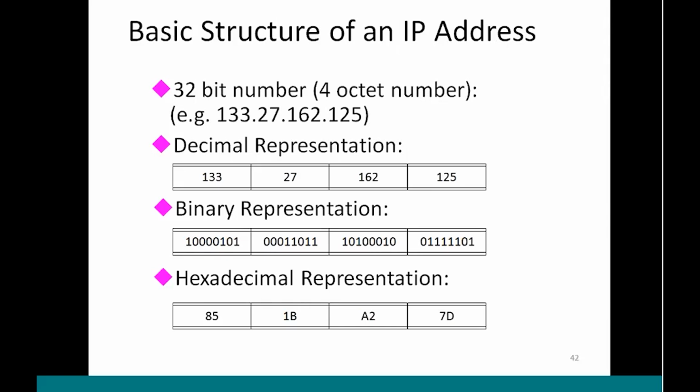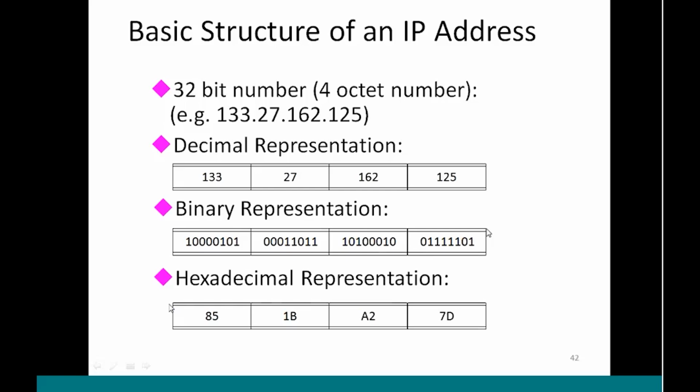In binary, you can also represent this in the following way. Here you can say that it's 1000 0101, so that represents this 133. It's a single number, and then 27 is represented as 00011011, and then 162 is again 10100010, and then same for 125, which is 01111101.